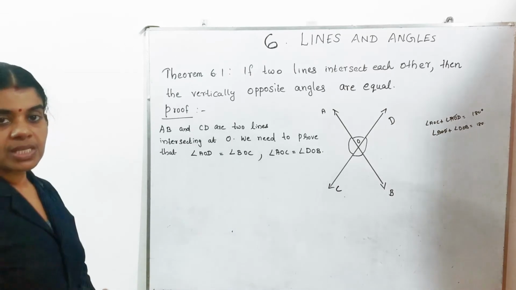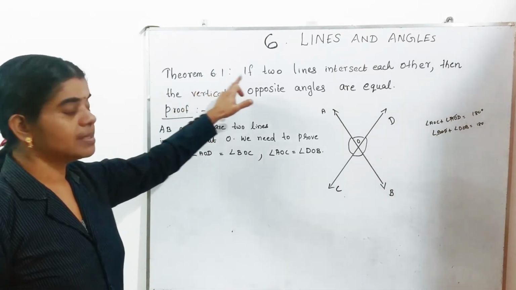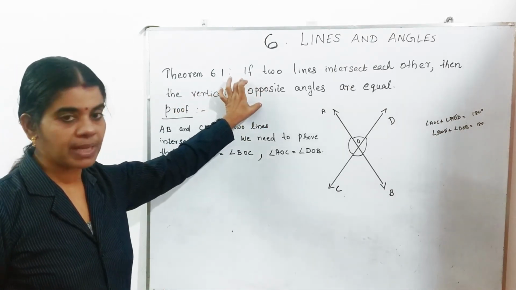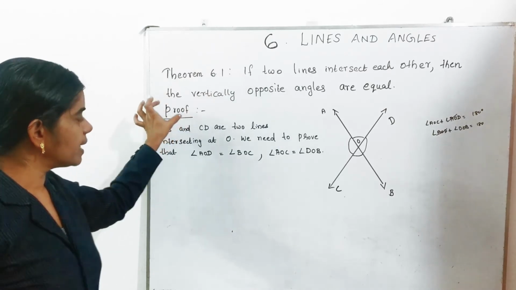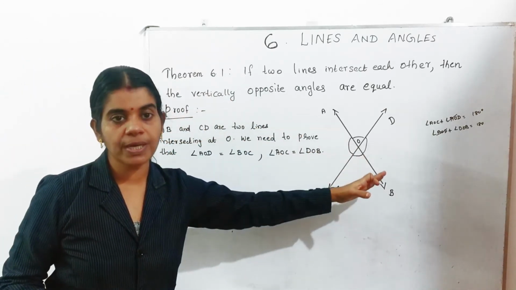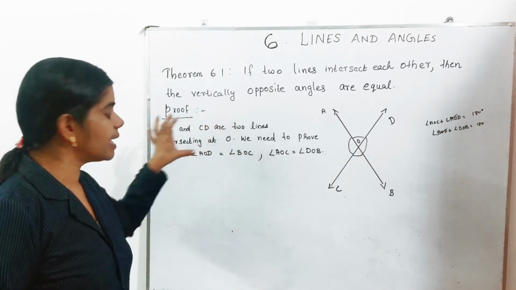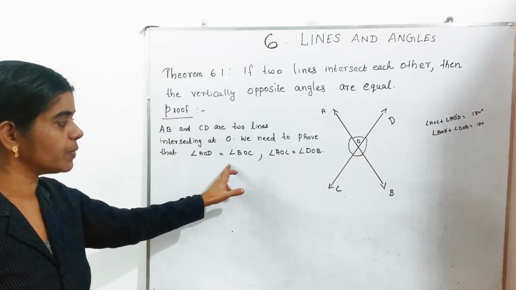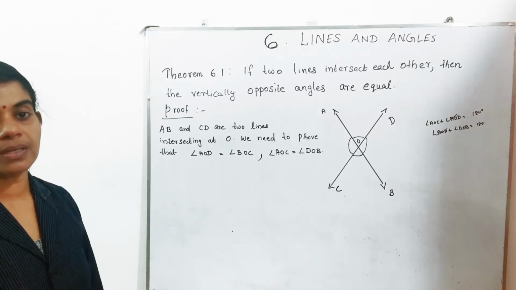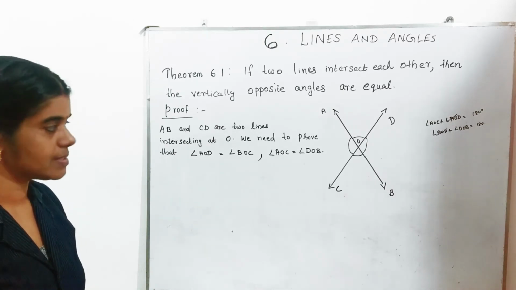While we are proving a theorem, first you want to write the statement. This is known as the statement. Then we want to write the proof. In that proof, if there is any diagram, you want to draw it, explain about the diagram, and write what we want to prove. Then next we do how we can prove this.